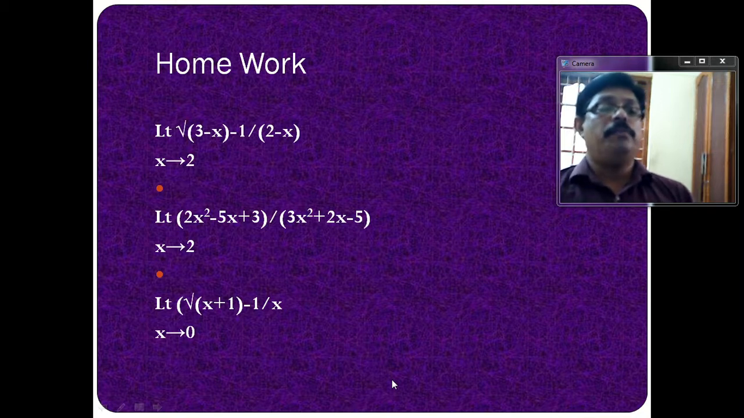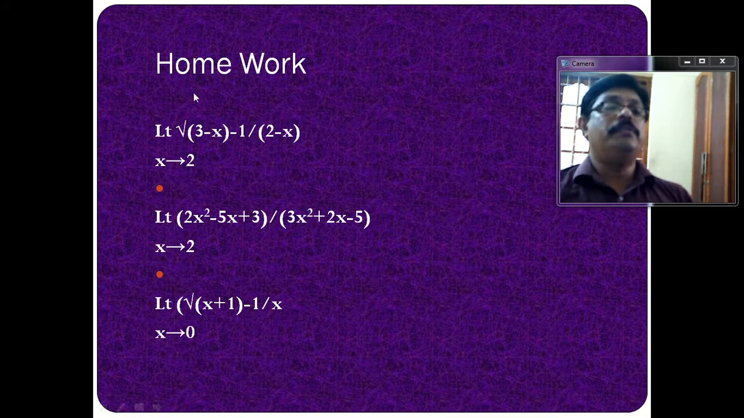So these are the 3 problems for your homework. First one is very simple, it's a radical. Use rationalization. Next one is just like a quadratic function. Both numerator and denominator are expressed as quadratic functions, so you just use the factoring method. Here this is also in the form of a radical. Use the rationalization method.